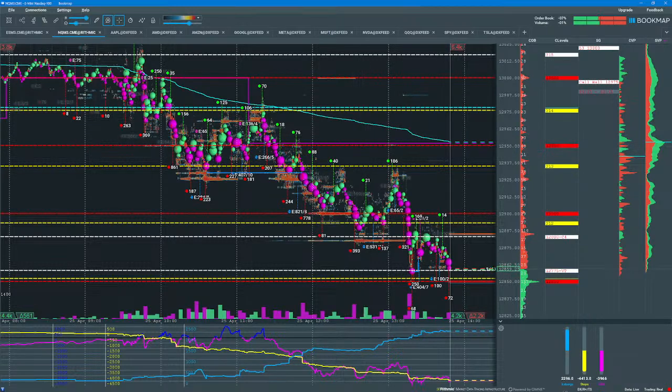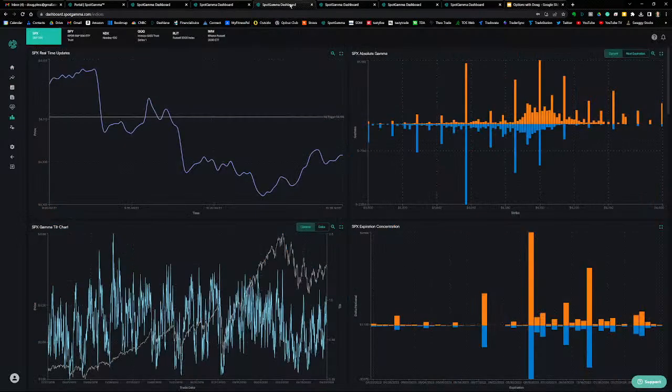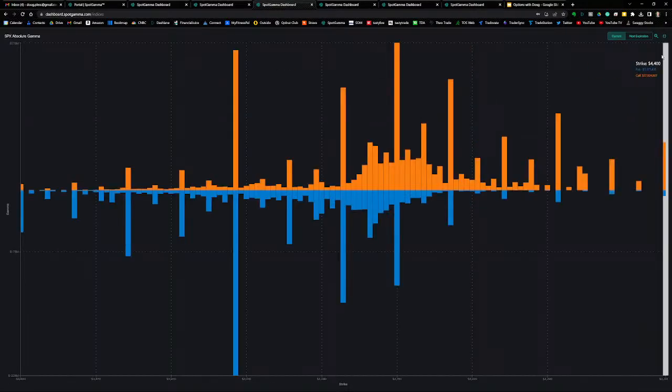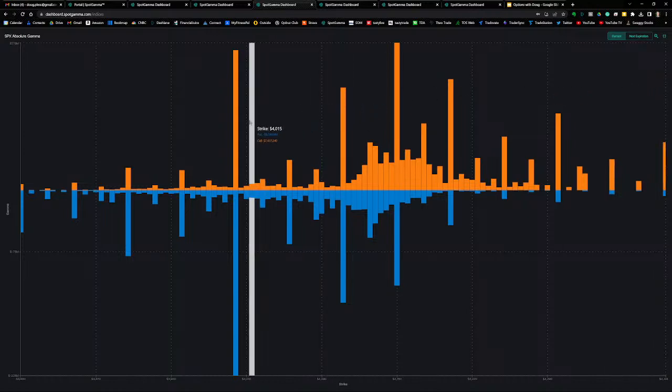All right, let's take a look at the key gamma levels so we can understand where those levels come from and what they mean. So this is SPX showing absolute gamma. Above the 0 line, the orange bars are showing positive gamma or call gamma. And below the 0 line, the blue bars are showing negative gamma or put gamma. And these are market makers' positions at these strikes.